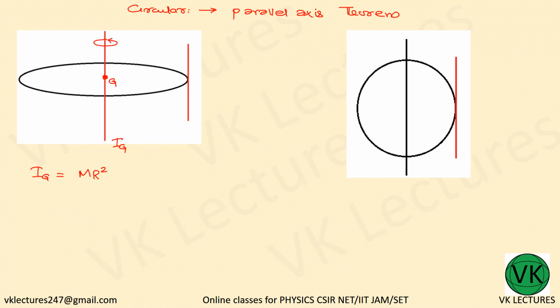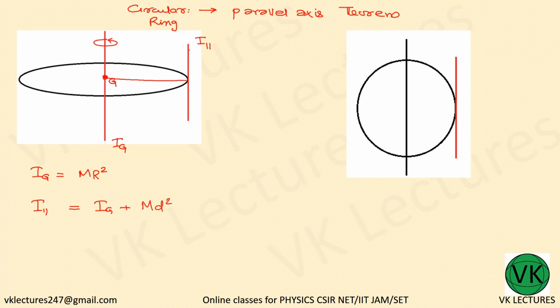Now actually this is not what we want. We want the I parallel. So this is exactly parallel to this axis of rotation here on the surface or on the perimeter of the circular ring. This is the circular ring. Okay, so mr squared. So I parallel is equal to IG plus m d squared.